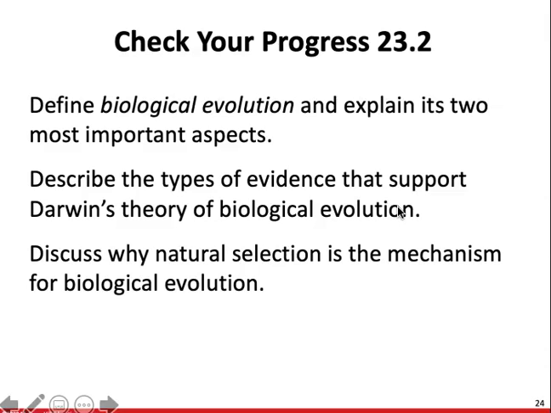Okay, so you should be able to define biological evolution and explain the 2 most important aspects. Describe the different types of evidence that support Darwin's theory of biological evolution. And then please be very familiar with and explain why natural selection is the mechanism for biological evolution. I really want you to be familiar with that process of natural selection.